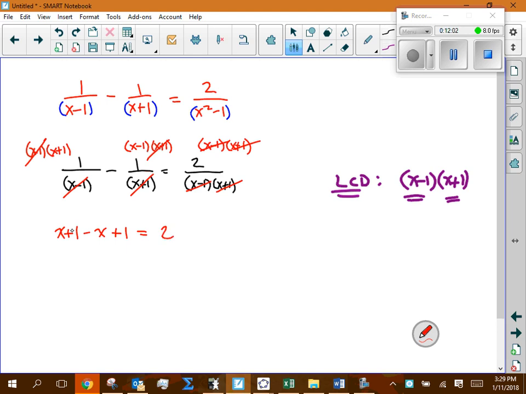So now we get the x's to drop out. You're left with 2 is equal to 2. This is a true statement. So what that tells me is that these two things are kind of the same, graphically.